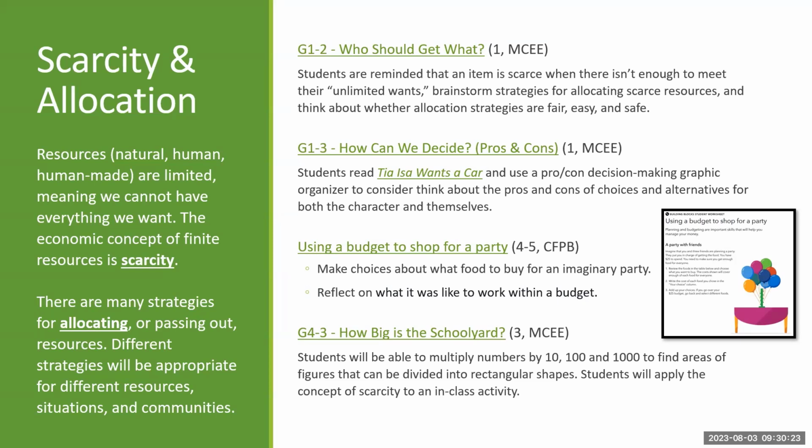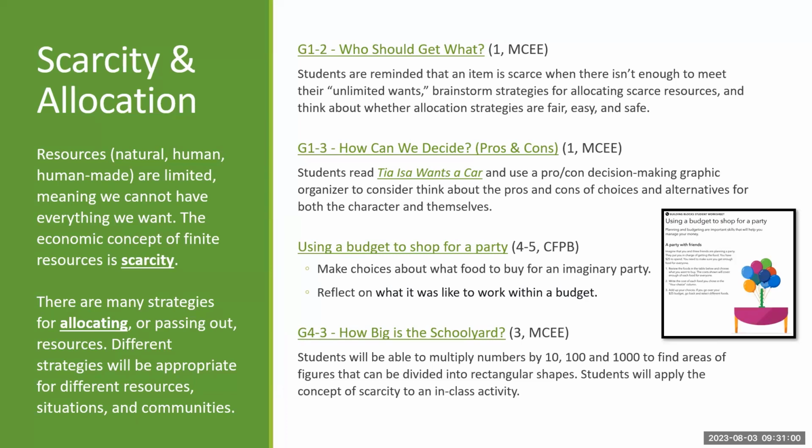In the next lesson, we're looking at pros and cons specifically. That one ties in with a book called Tia Isa Wants a Car, looking at pros and cons, choices and alternatives. We're going to talk about this book a little bit later as well. But I love the idea of using these decision-making graphics. We're developing the social emotional skill in students, and we're teaching them how to read tables and interpret information. I just love reinforcing that skill. I don't think it gets explicitly taught enough.